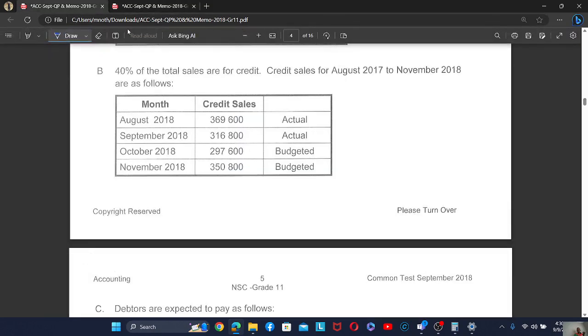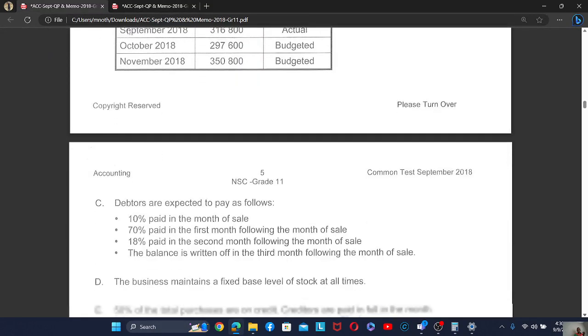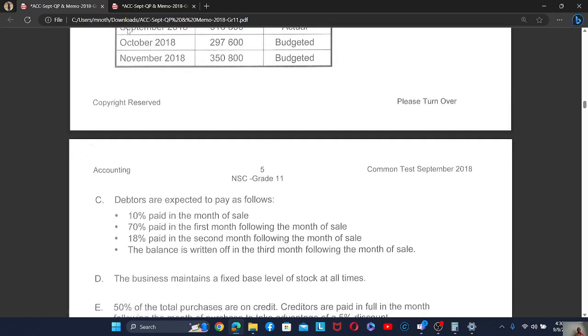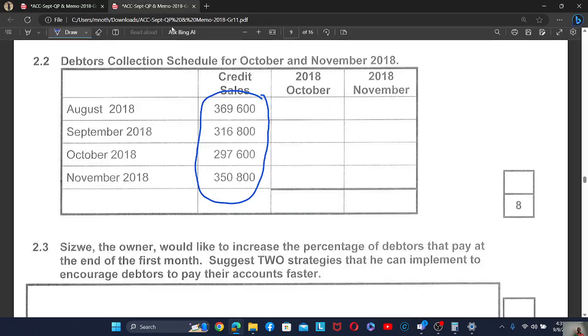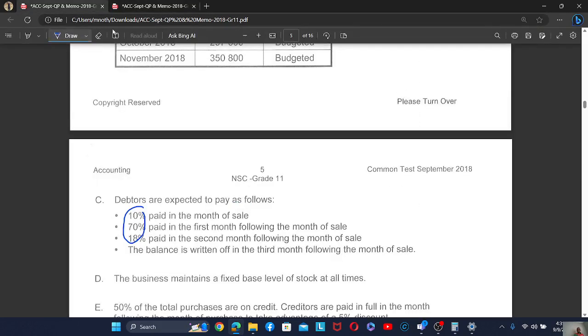Now let's go to letter C. They are talking about how the debtors are paying. They're saying 10% in the month of sale.